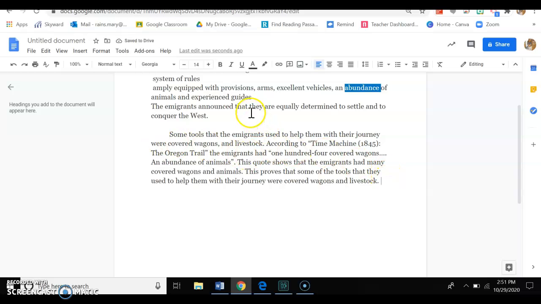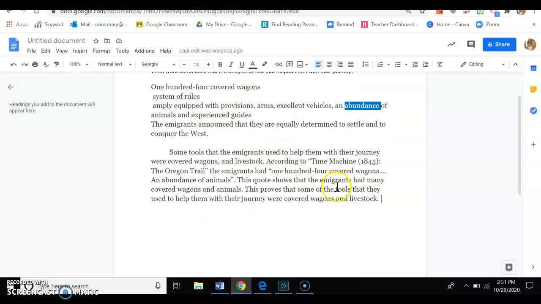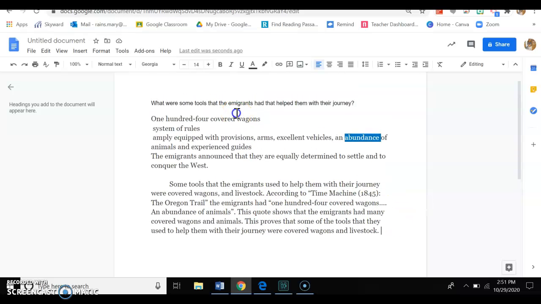Okay, so now what I want us to do real quick, what if I had a different answer for this? So what I want you guys to do is to think about how you can answer this question but not use the same answer as me. Maybe you got different notes, maybe you came up with a different answer. So then what you would say would be, you'd restate and answer it. Some tools that the immigrants used to help them with their journey were blank. So you would put your own answer in there, according to, and then you would pull your own evidence and put it there. This quote shows and this proves, those kind of things. So this is how you write a RACE paragraph using an article.